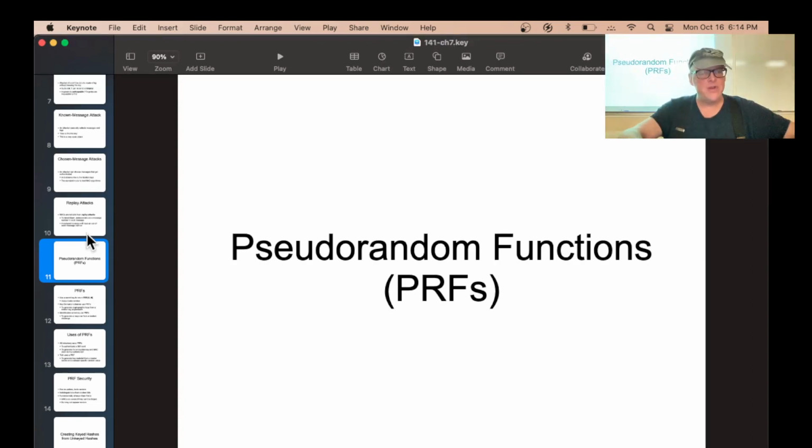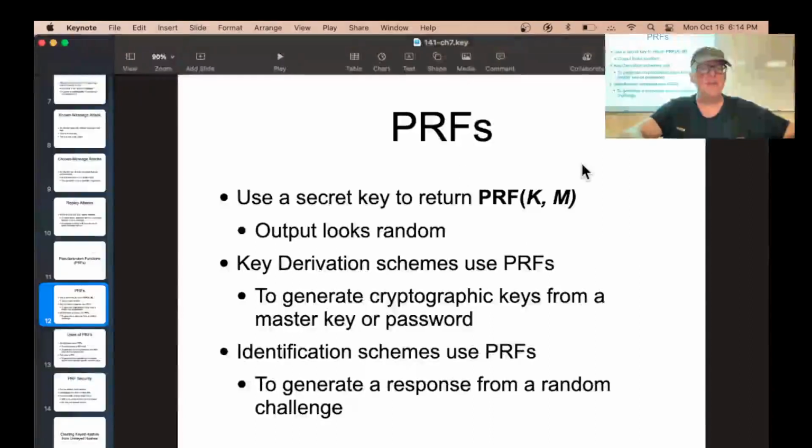Pseudo-random functions are one of the things you can create with these. You use a secret key to return a pseudo-random function of key and message, and the output will look random, so you can use this to create pseudo-random bits. Key derivation schemes work this way, like PBKDF2, scrypt and bcrypt. PBKDF2 is the one specifically targeted for this, although I think scrypt and bcrypt work essentially the same way. It stands for password-based key derivation 2, and we'll use it in the projects.